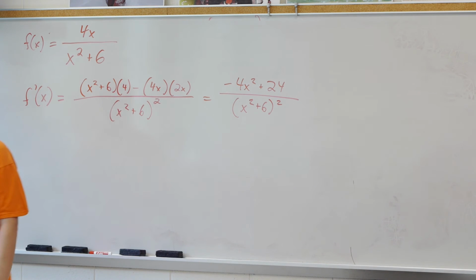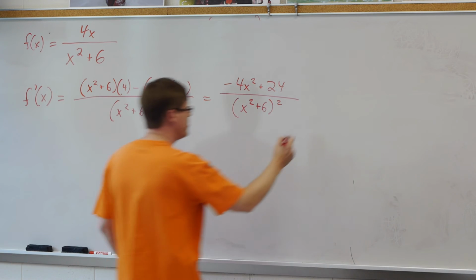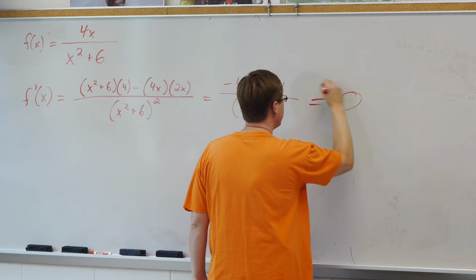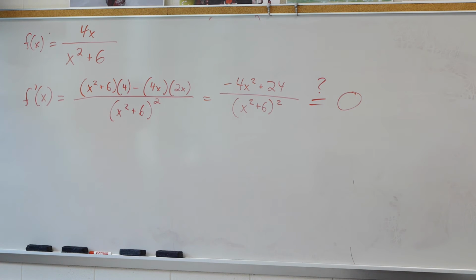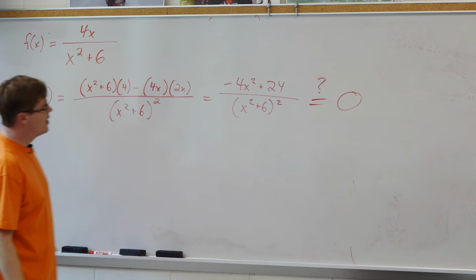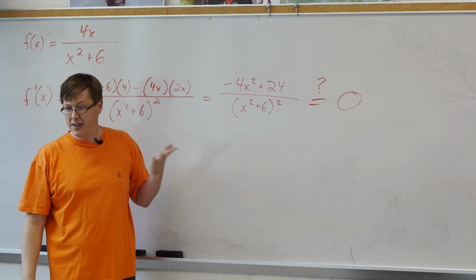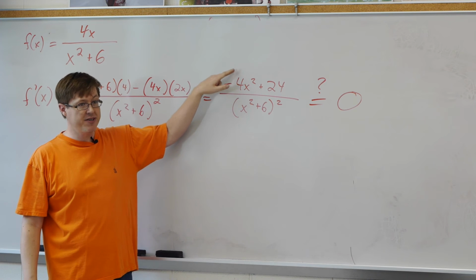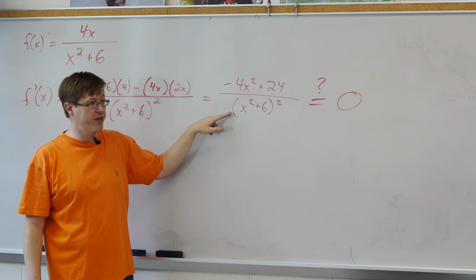There's my derivative on the board. Any questions at all about this? Okay, now I need to set this equal to 0, right? So this has to equal 0. Yeah, this may look really complicated, but remember, all I care about is that the numerator equals 0. Right? As long as the numerator is 0, who cares what the denominator is?